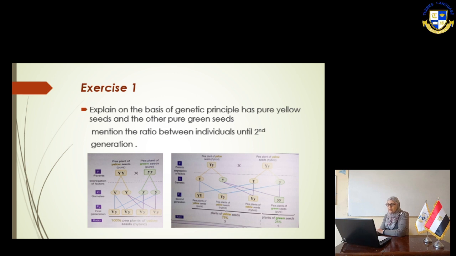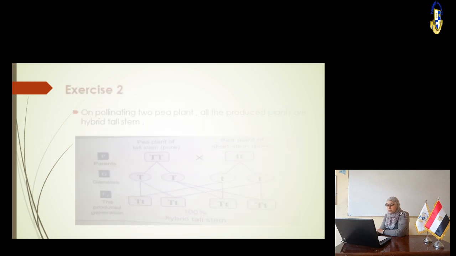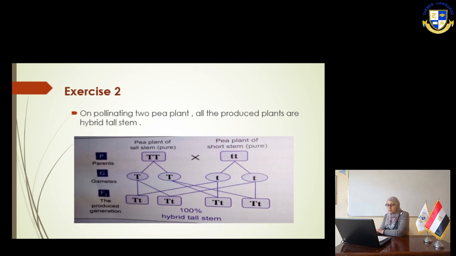Slide number 5. Exercise 2. On pollinating pea plants, all the product plants are hybrid tall stem. As shown, we can see the parent, pea plant tall stem pure and pea plant short stem pure. Here the pure tall is capital T capital T and the pure short is small t small t. Here we can see the gametes capital T and small t. In the first generation, the produced generation capital T small t by 100% hybrid tall stem.